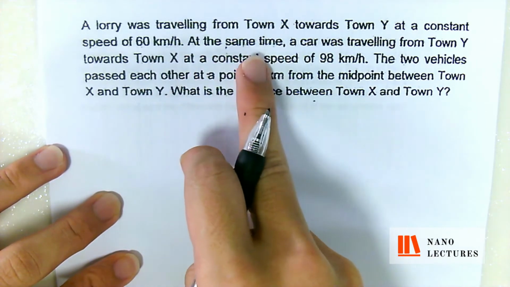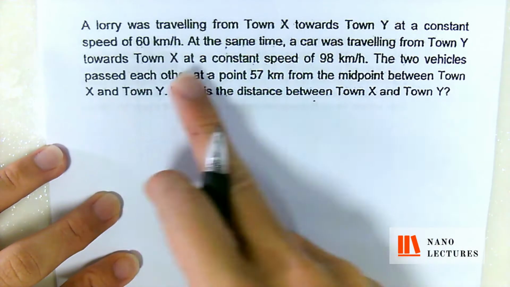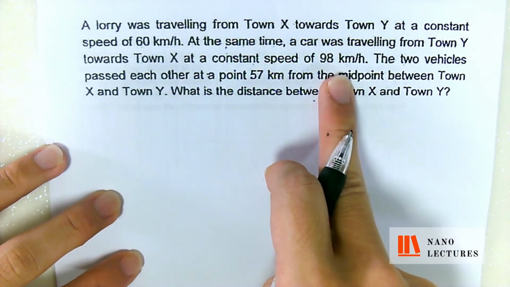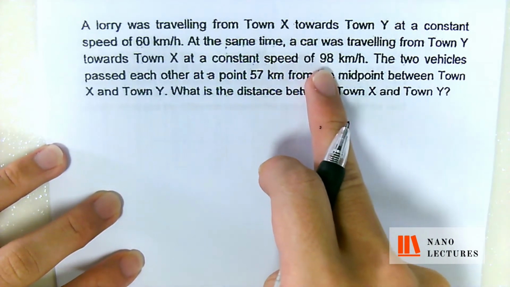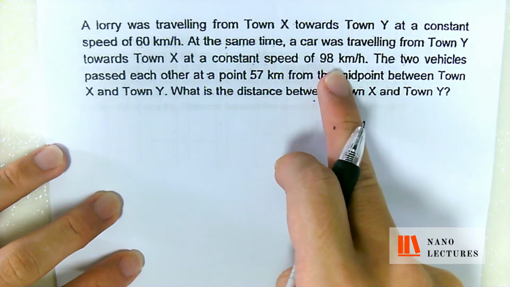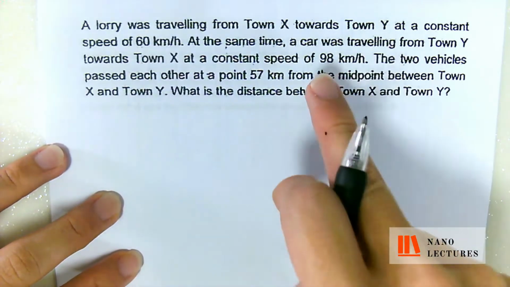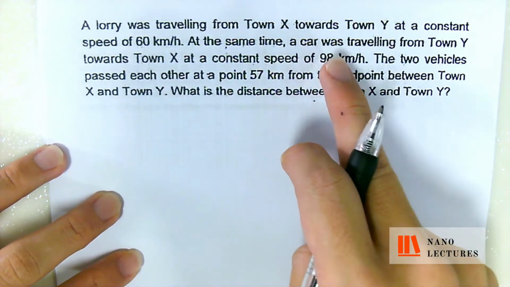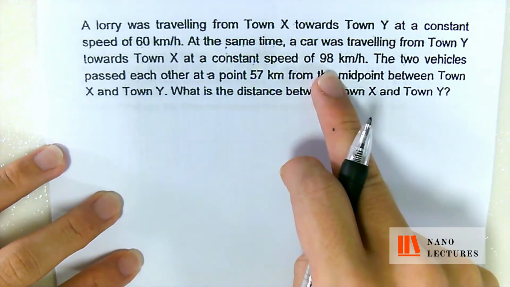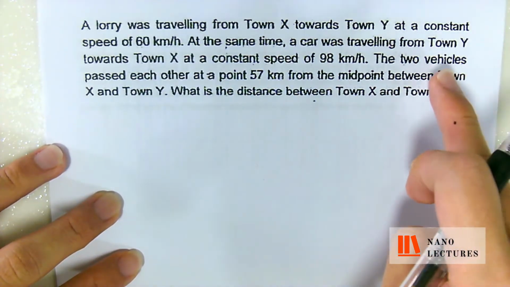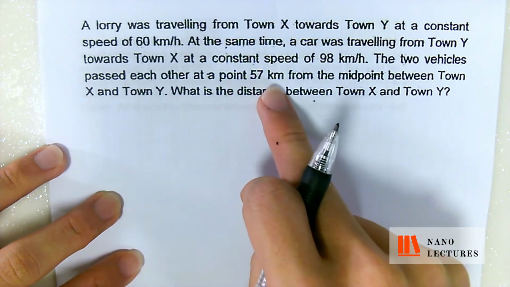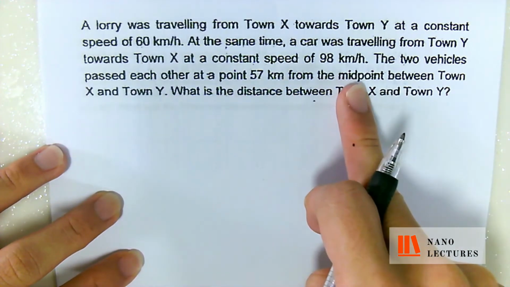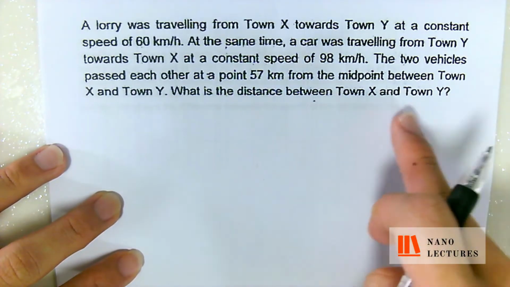Then they said that at the same time, the car was traveling from Y to X at 98 km per hour. Which means that the car was traveling 98 kilometers per hour more than the lorry, right? And in 1 hour, the car will travel 98 minus 60 km more in 1 hour. They told us that the two vehicles will pass each other at a point 57 km away from the midpoint. Okay, what is the distance between X and Y?